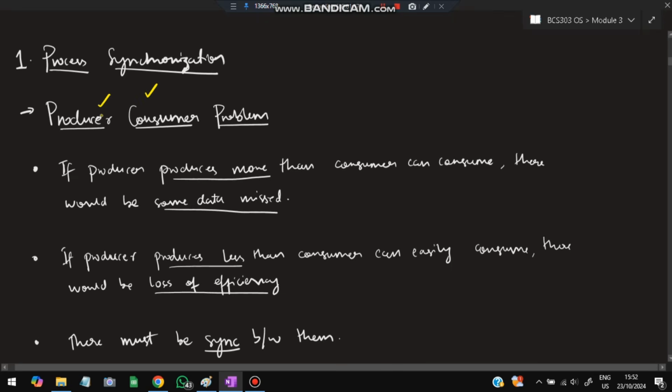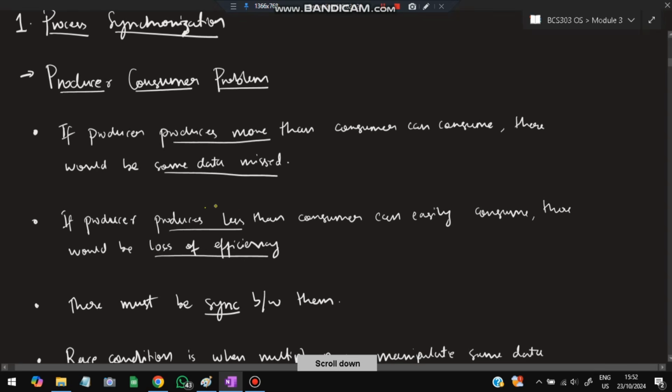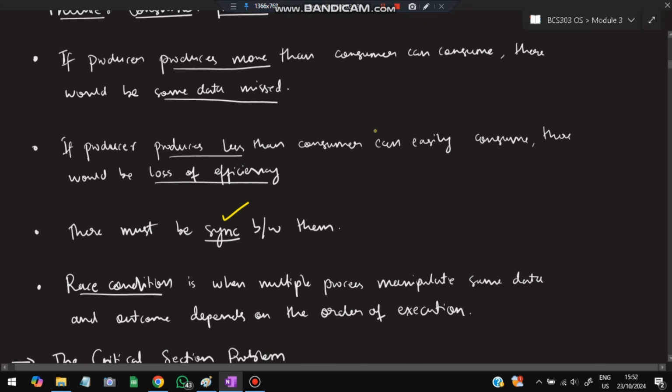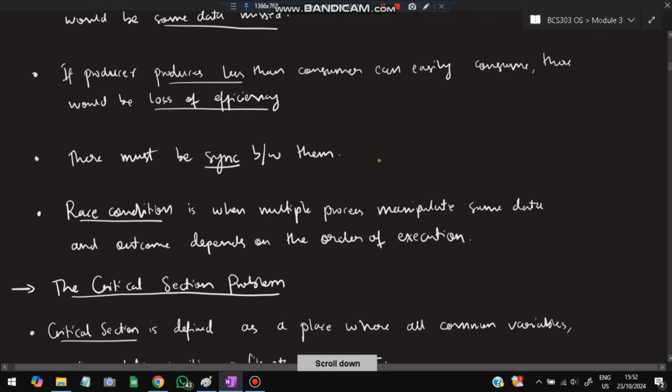Either the producer is producing more or less than required at the consumer's end. If the producer produces more than the consumer can consume, there is some data missed, because the consumer cannot consume all that is produced, so some will be wasted. If the producer produces less than the consumer, then there is a loss of efficiency. There must be a sync between them. That is the producer consumer problem. We'll be discussing in detail how this gets solved by using a buffer, in an upcoming topic. Another concept is the race condition.